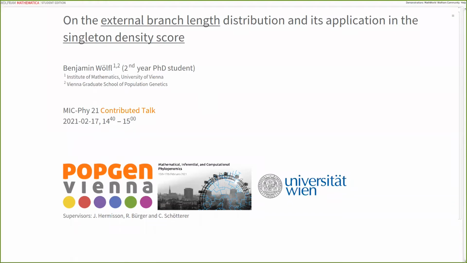I will also consider the singleton density score, which is basically a direct application of the external branch length distribution in a selection test.